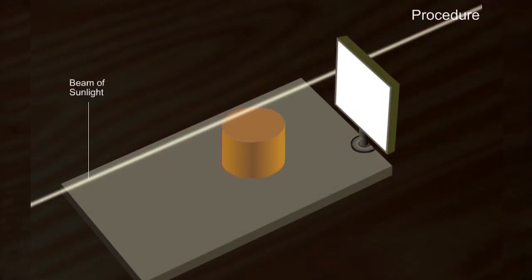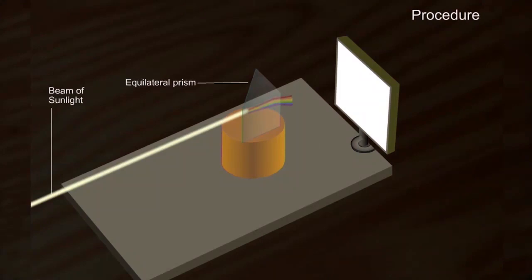Newton allowed the sunlight to enter through a small hole in a window of a darkened room. He placed an equilateral prism in the path of the narrow beam of light, and the light emerging from the prism was allowed to fall on the white screen.